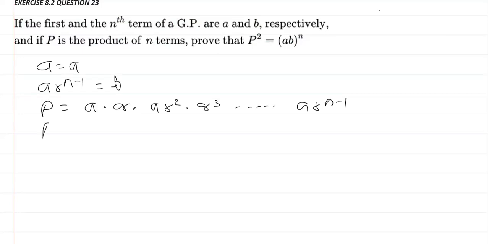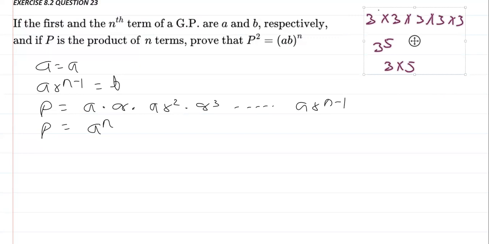Now I'm segregating A and R here. As you can see, A is being multiplied n number of times. So A being multiplied n number of times is A raised to the power n, right? Do not get confused with this. 3 being multiplied, say for example, 5 times is 3 raised to the power 5, not 3 into 5, right? So many a times you end up writing this as An and not A raised to the power n.